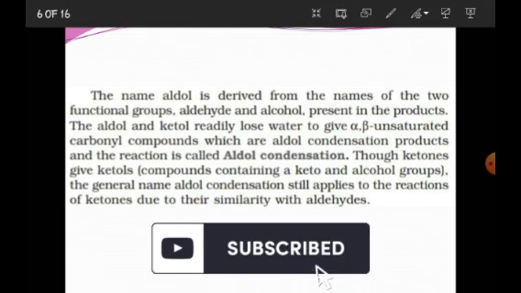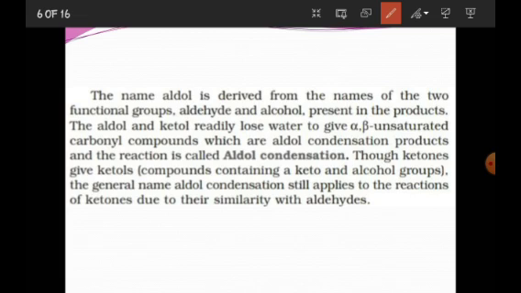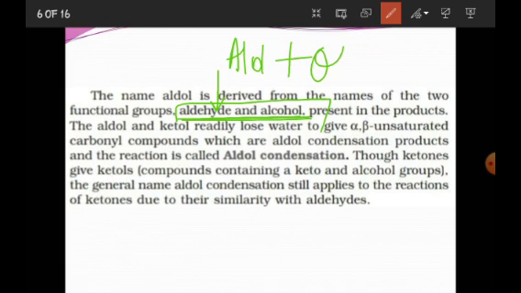Now see. The name aldol is derived from the names of two functional groups, aldehyde and alcohol. If you look at the intermediate, it contains both an aldehyde and an alcoholic group. So what is done? For aldehyde, "ald", and for alcohol, "ol" is taken. That is why it is known as aldol.